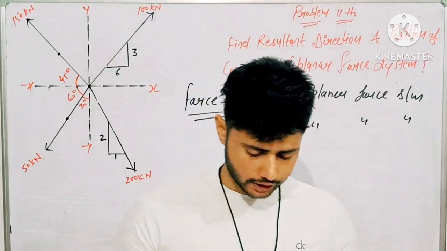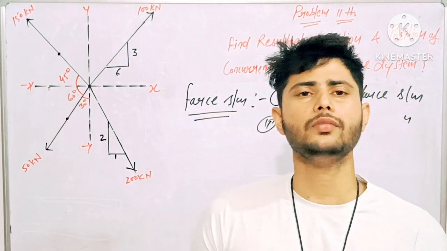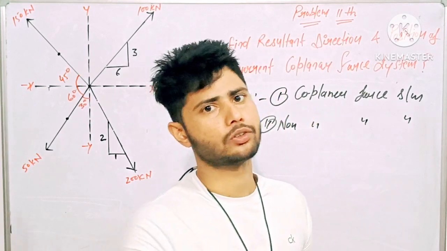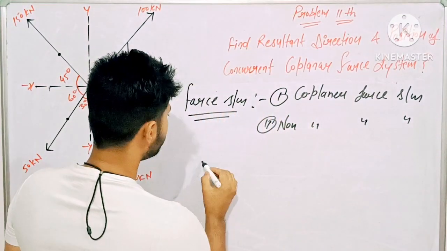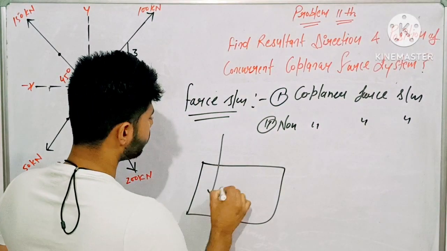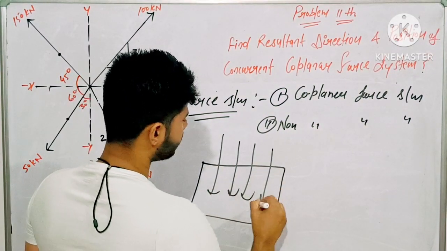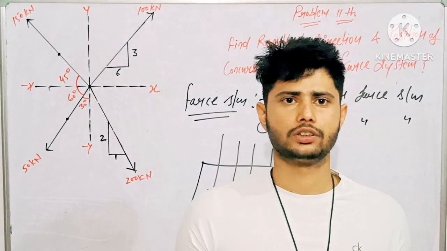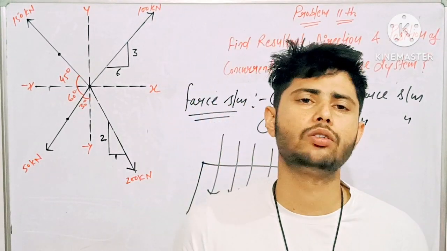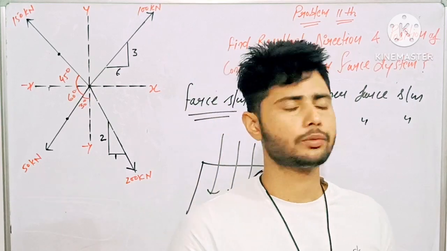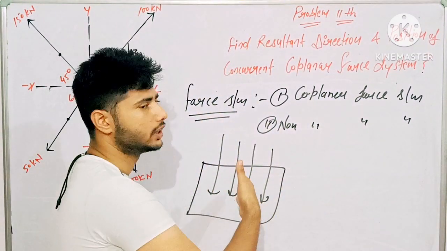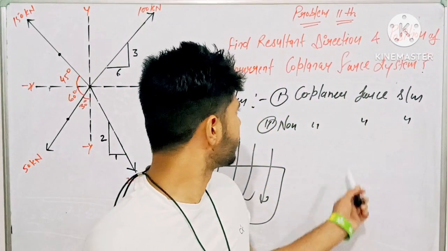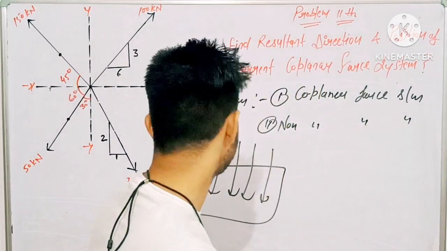Now what is coplanar force system? When all the forces lie on a single plane, then that force system is known as coplanar force system. And when the forces lie on different planes, with a third plane, this Z plane, then that force system will be non-coplanar force system.